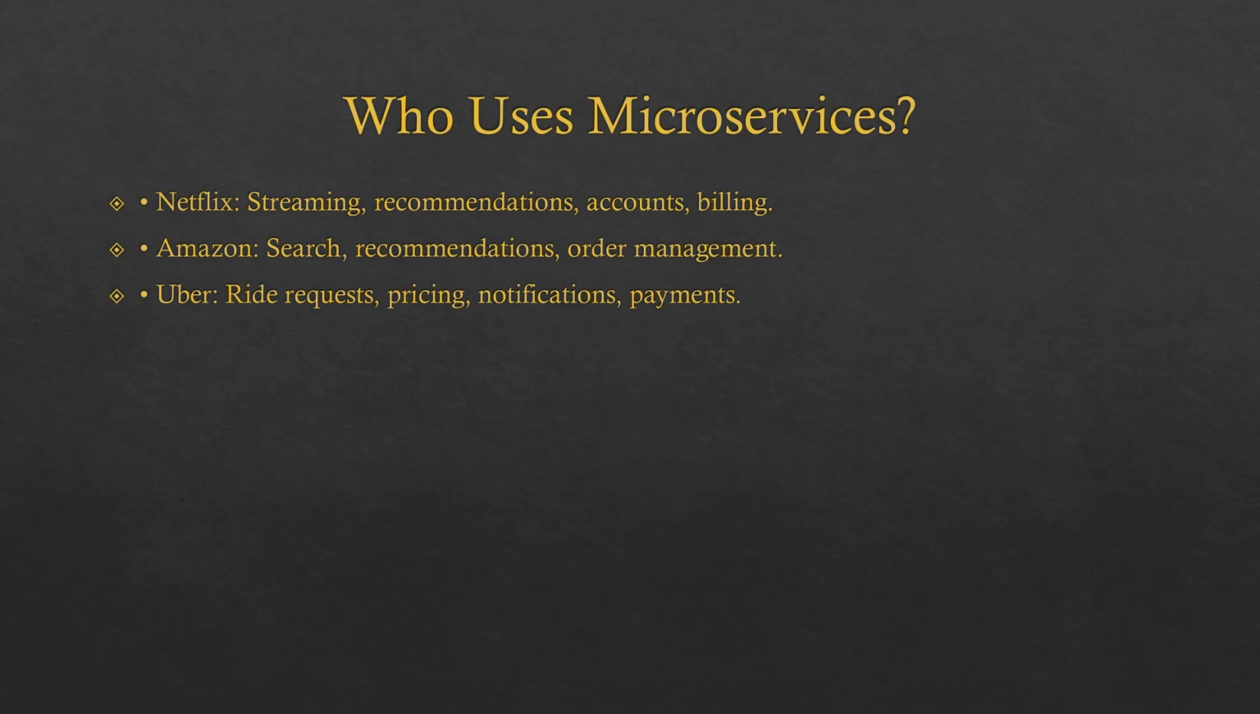Many companies have successfully adopted microservices. For example, Netflix utilizes microservices to manage different aspects of streaming, recommendation, accounts, and billing. Amazon breaks down its application into microservices for product search, recommendations, and order management. Uber uses microservices for managing ride requests, pricing, notification, and payments. These companies benefit from the scalability, resilience, and agility provided by microservices.